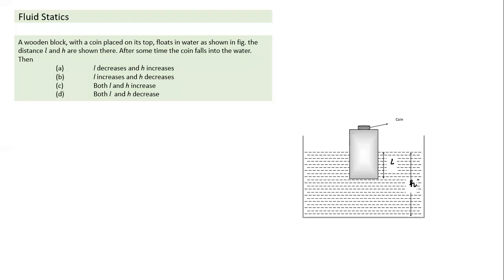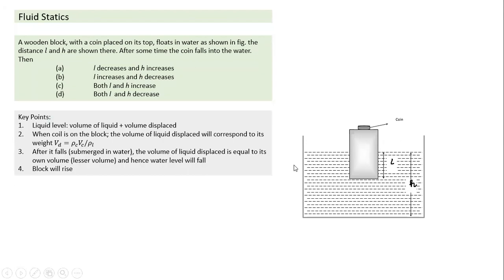Whatever depth of water we observe, if the wooden block was not there, the depth would have been lower. When we insert the wooden block here, the depth of the liquid changes. Let's understand a few points. This depth of water reflects the volume of the liquid and the volume displaced. The cross-section area of the tank multiplied by H equals the volume of water plus the volume of water displaced. So the liquid level corresponds not only to the volume of liquid, it also includes the volume displaced.